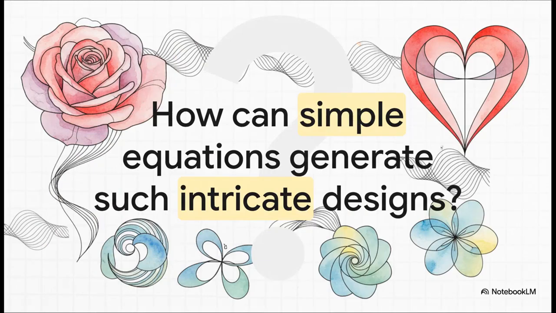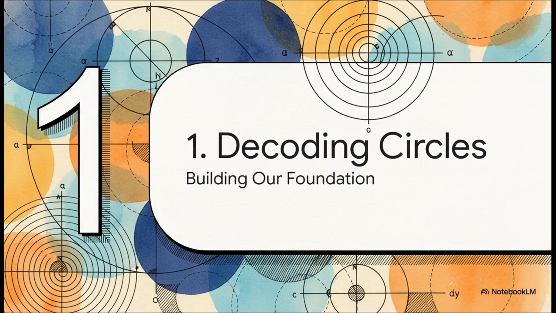So that's really the big mystery we're going to solve today. How does a little bit of trigonometry, a cosine here, a sine there, suddenly blossom into a rose or a perfect heart shape on a graph? Well, we're going to decode these equations one family of curves at a time. Let's get into it. Okay, first things first, we have to build a solid foundation.